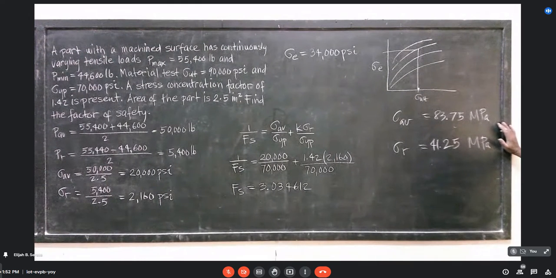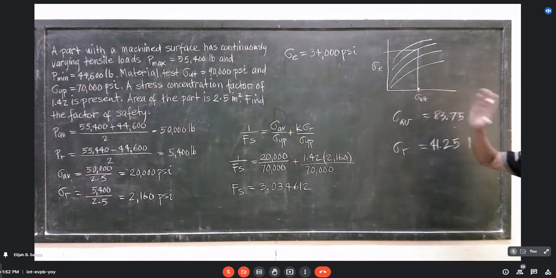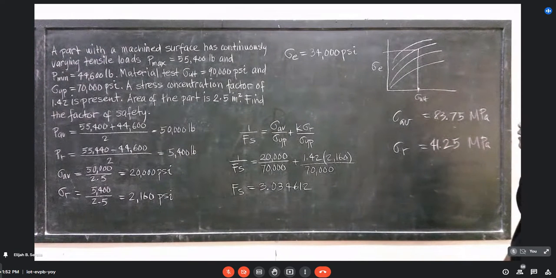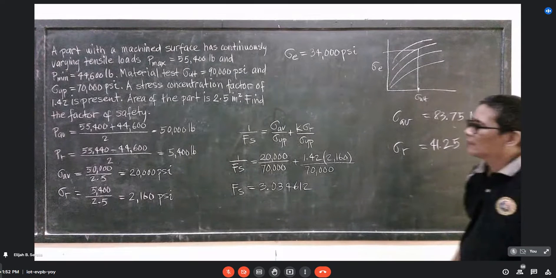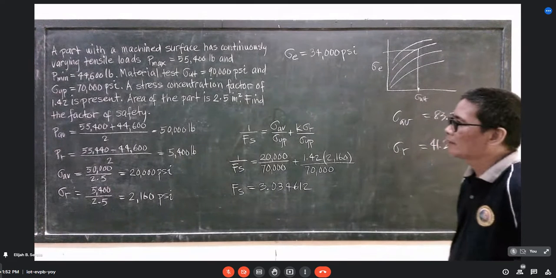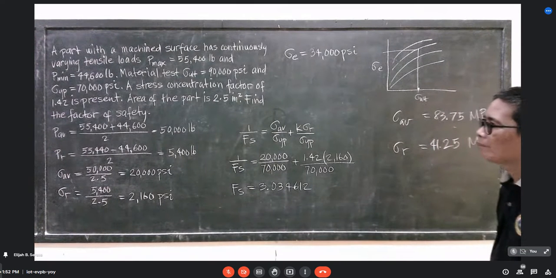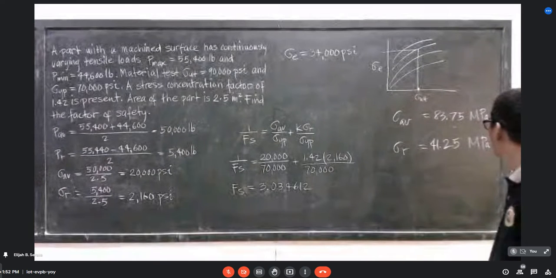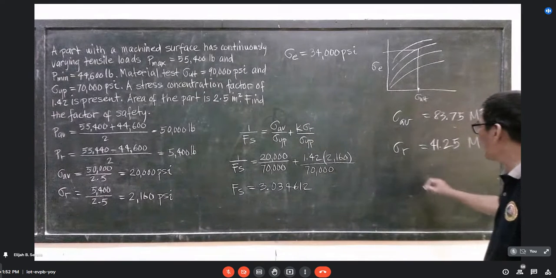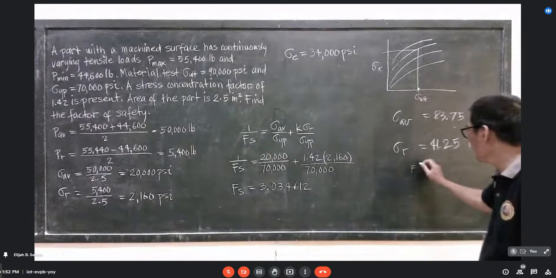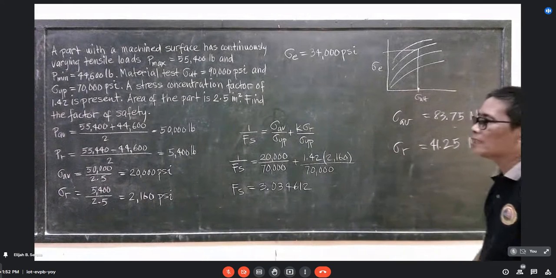I'm going to the blackboard with that plan. This is the one, no? In the previous example, at what point is it? We will compute the factor of safety. Where is it, at what point?